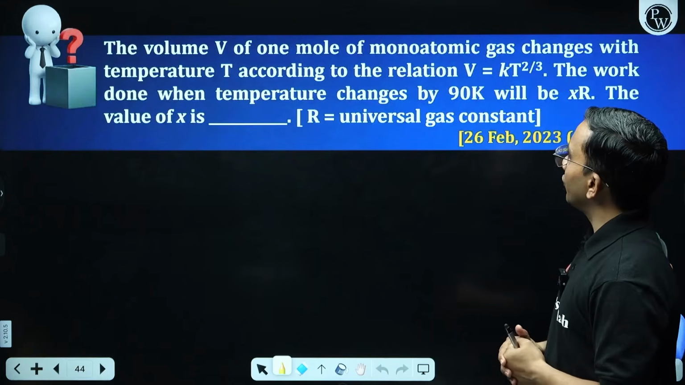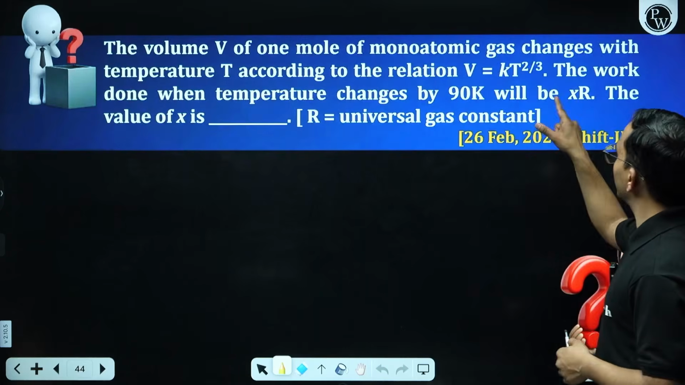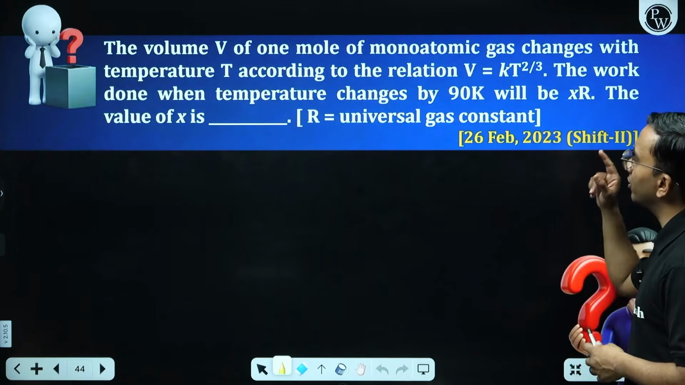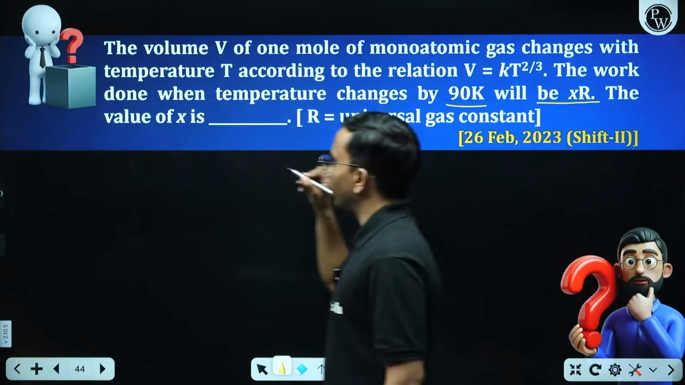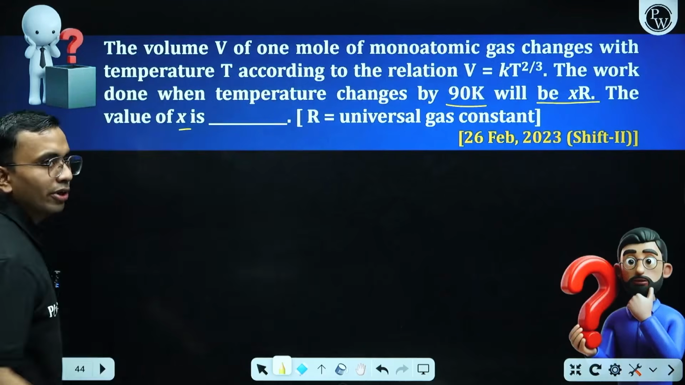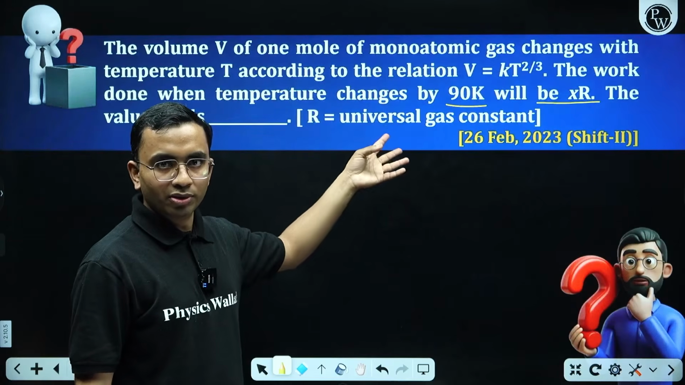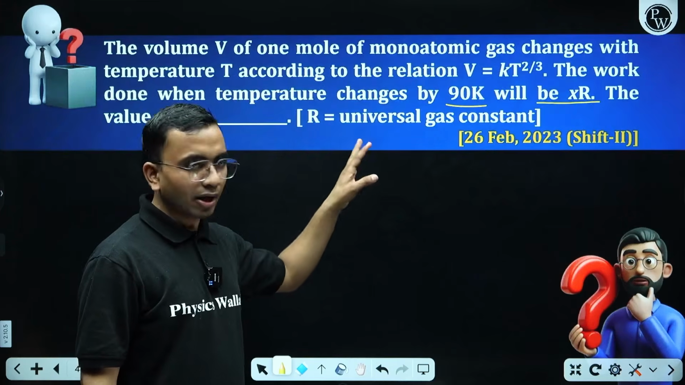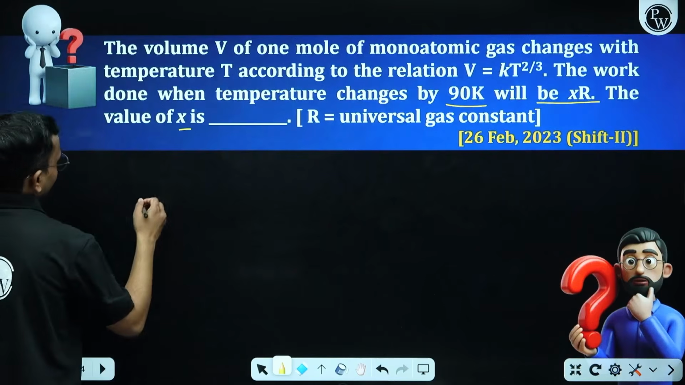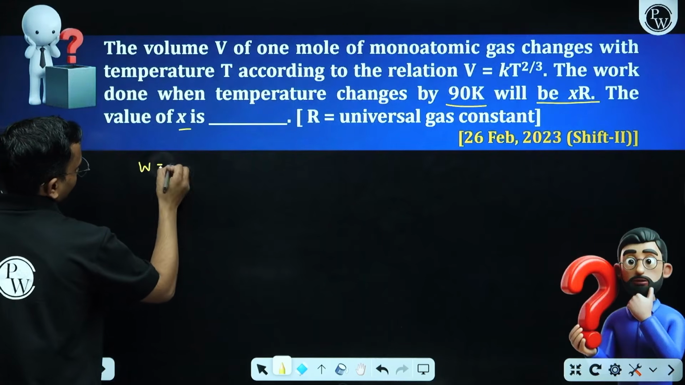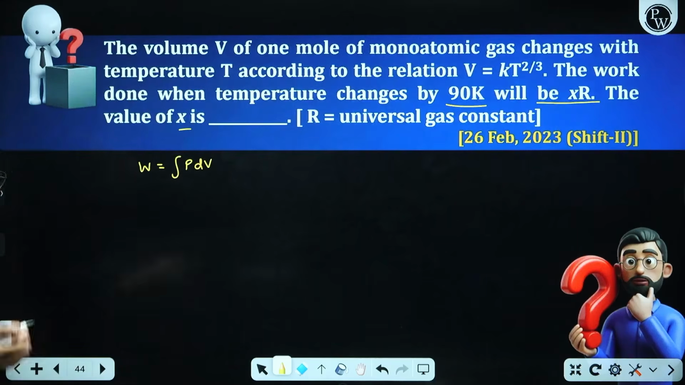Okay, the volume V of 1 mole of monatomic gas changes with temperature T according to the relation given. The work done when temperature changes by 90 Kelvin is XR, the value of X is. Now this is a polytropic process. We can do this question from the formula of polytropic process work done. We will come to that. But here I am going to solve this from the general method. Like we know that work done is equal to integration of P dV. From this I am going to solve it.